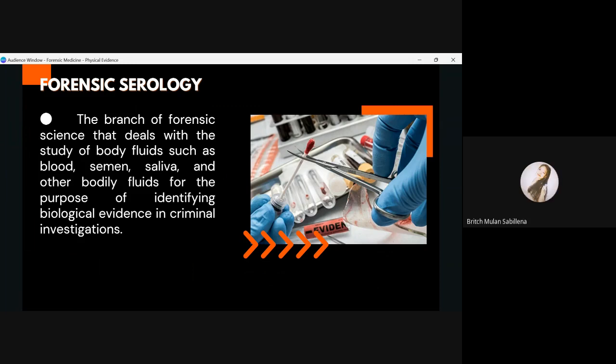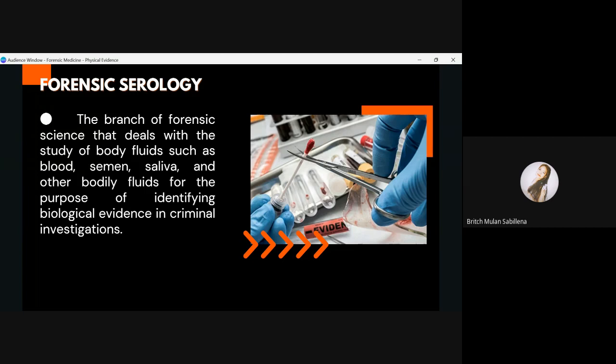So forensic serology is the branch of forensic science that deals with the identification, characterization, and analysis of bodily fluids such as blood, semen, saliva, and other biological materials that may be found at a crime scene. Serology is the study of the properties and reactions of serum, which is the clear liquid that separates from blood when it clots. It can be used to determine the blood group of a person or the presence of specific proteins and enzymes in a bodily fluid.